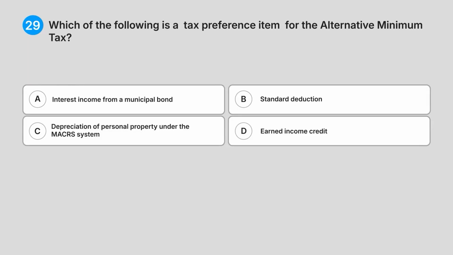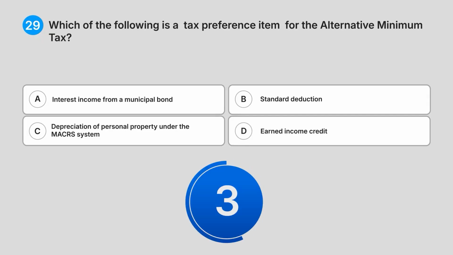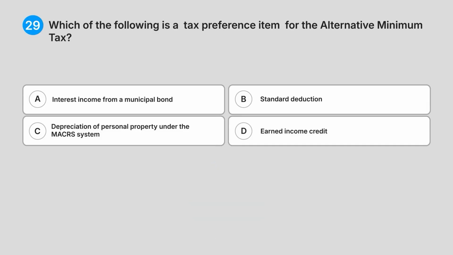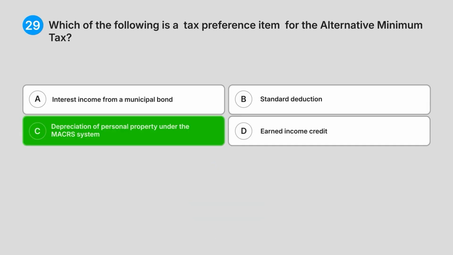29. Which of the following is a tax preference item for the alternative minimum tax? A. Interest income from a municipal bond. B. Standard deduction. C. Depreciation of personal property under the MACRS system. D. Earned income credit. Do you know the answer? Correct answer, C. Depreciation of personal property under the MACRS system.